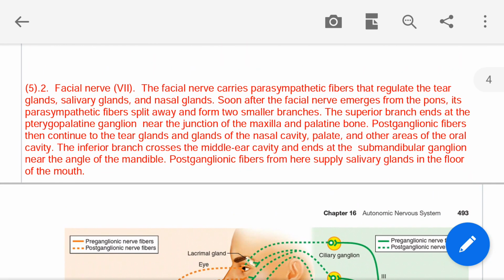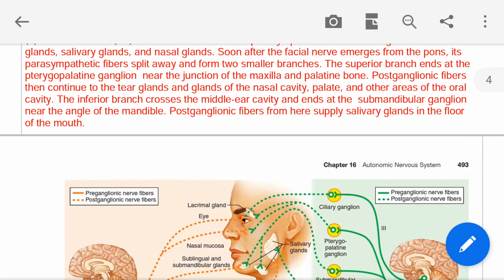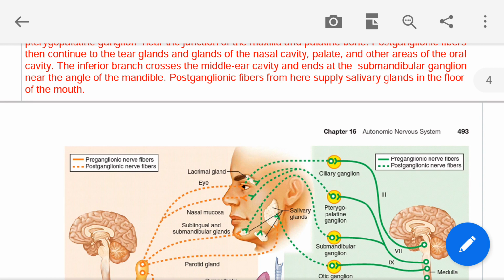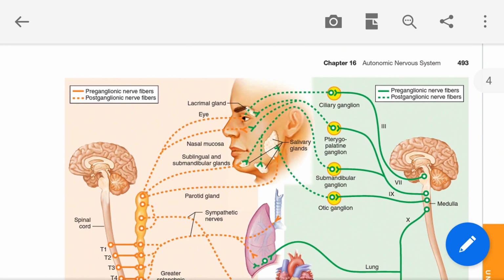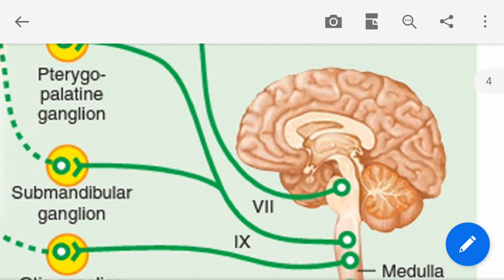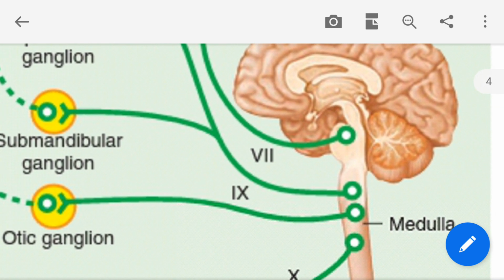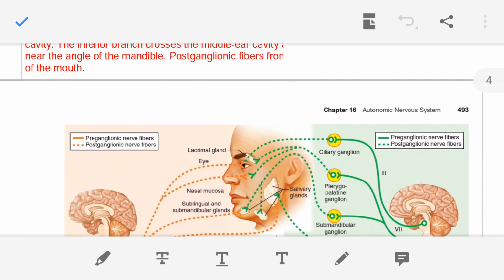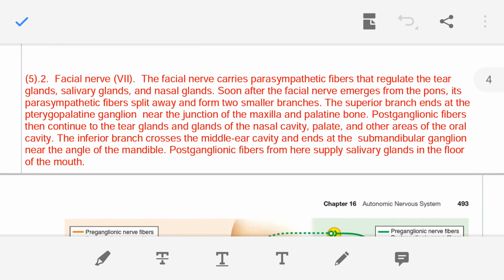Okay, now we are discussing the fifth point. In this point we are discussing the facial nerve, nerve number 7. So here, this nerve, this is the 7th cranial nerve known as the facial nerve.